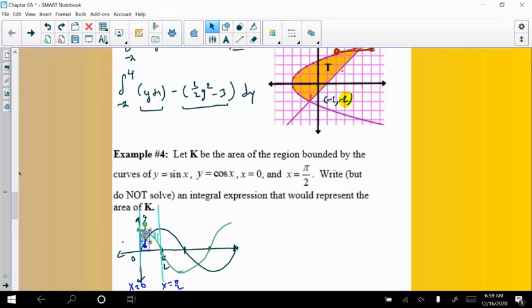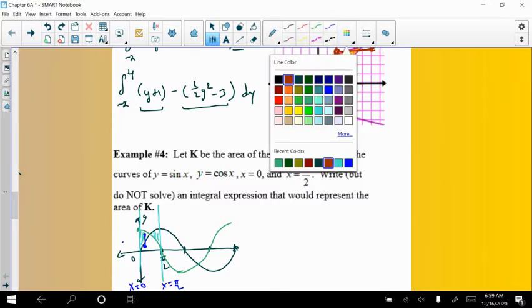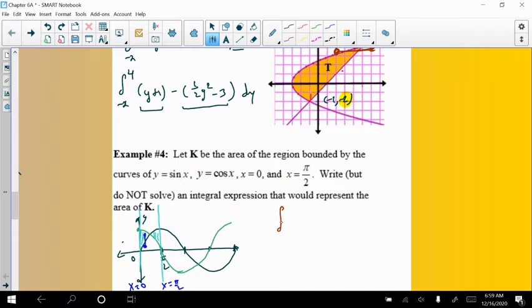Right? So the top curve, when I first start, is actually cosine. So when I set up my integral here to write out this area, k could be represented from 0. First, I've got to go halfway, so just pi over 4. The top function would be cosine of x minus the bottom function, sine of x. So that will give me the first half of that.